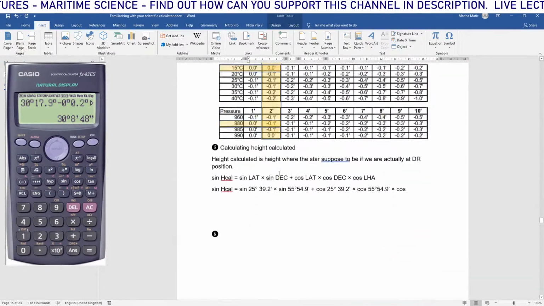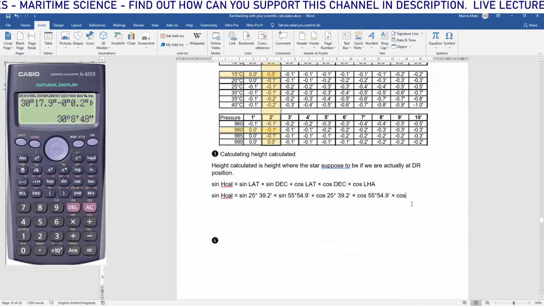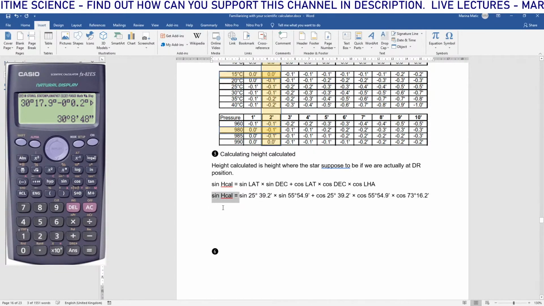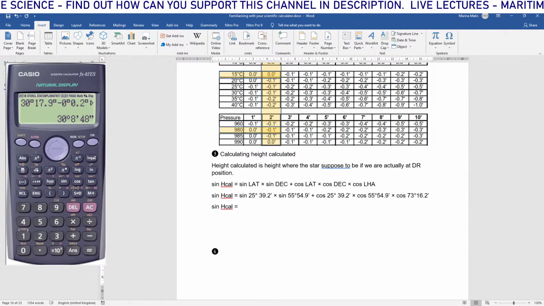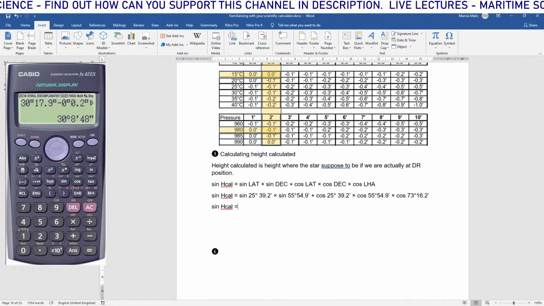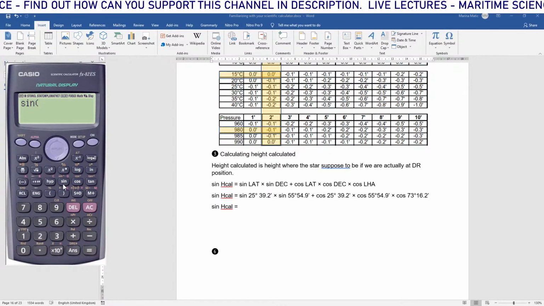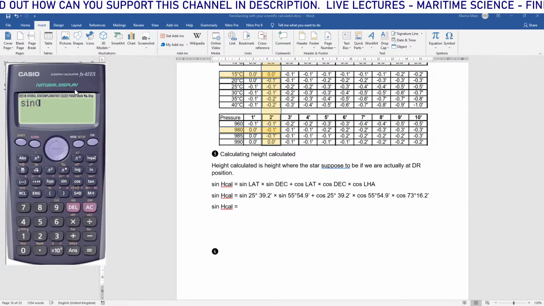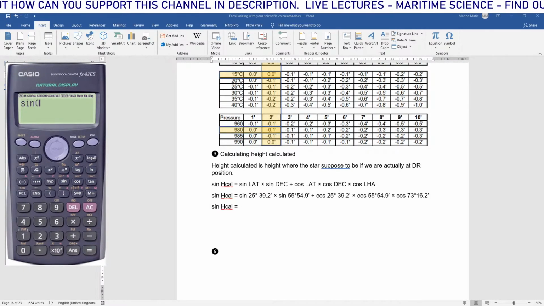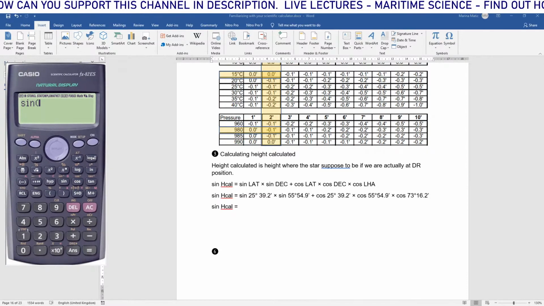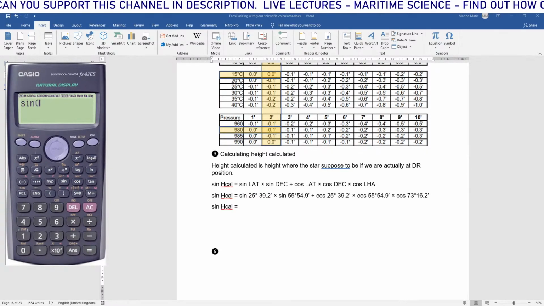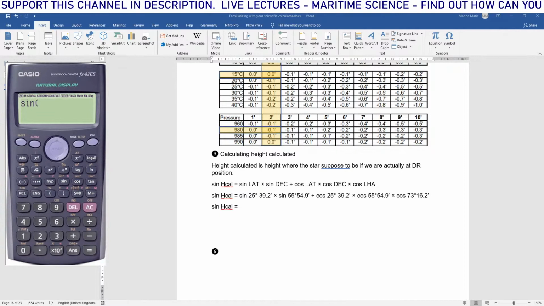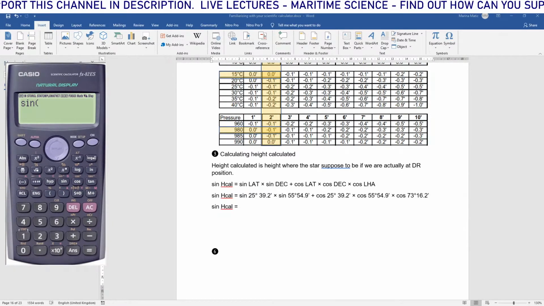Copy. Oh, I went too far. Cosine of LHA, and let's get the result. Equals, and let's, do you see my calculator? You see my calculator. So let's start. This is natural display. So if your calculator has this label on the top, natural display, that means what you see on the paper is what you write on the calculator.